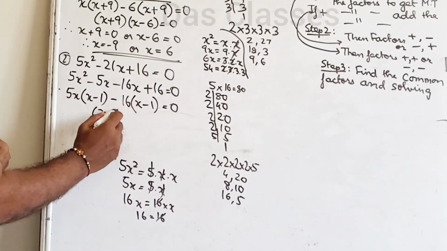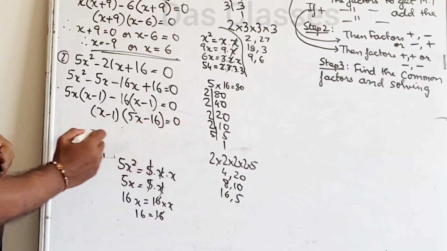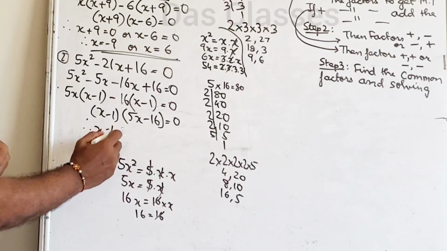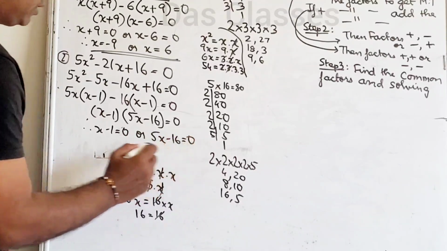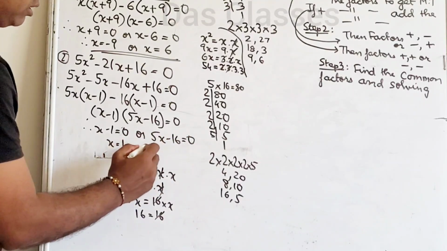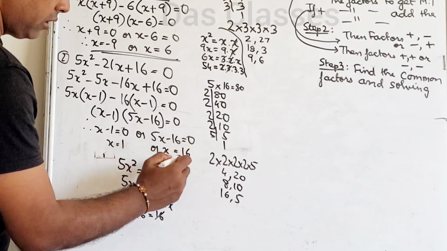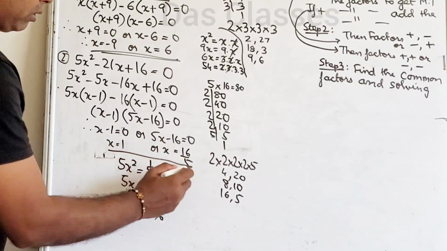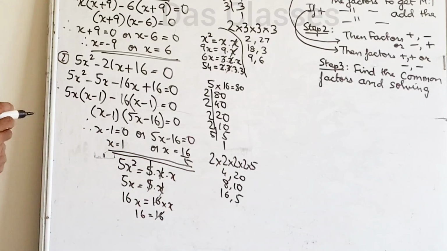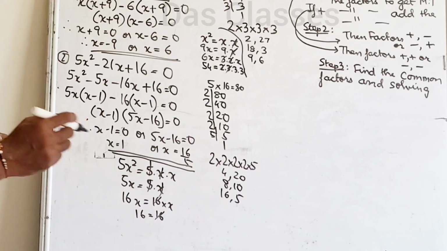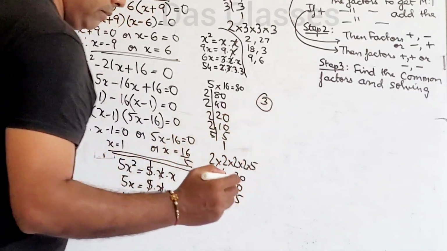Again, x minus 1, 5x minus 16 is equal to 0. Therefore, x minus 1 is equal to 0, or 5x minus 16 is equal to 0. So x is 1, or x would be, first take the 16 that side, plus 16, and 5 divided. So x is 1, or x is equal to 16 upon 5. This is the answer.